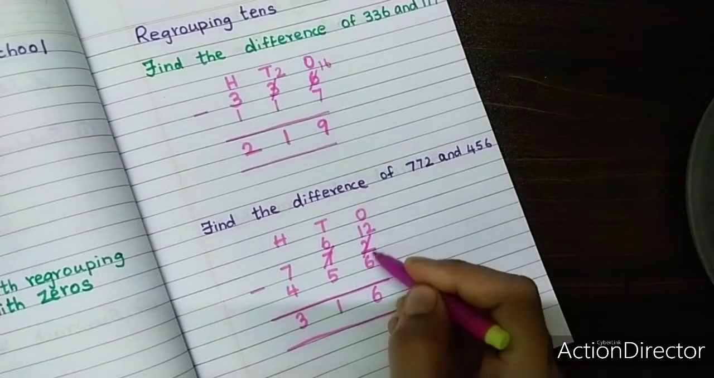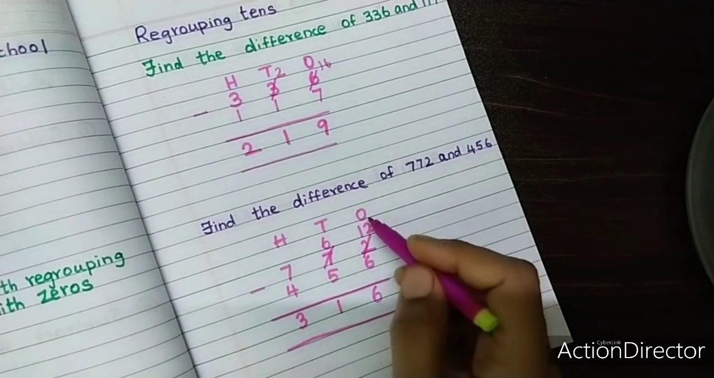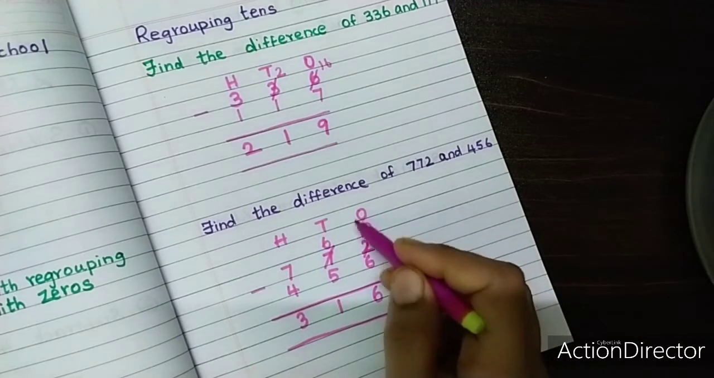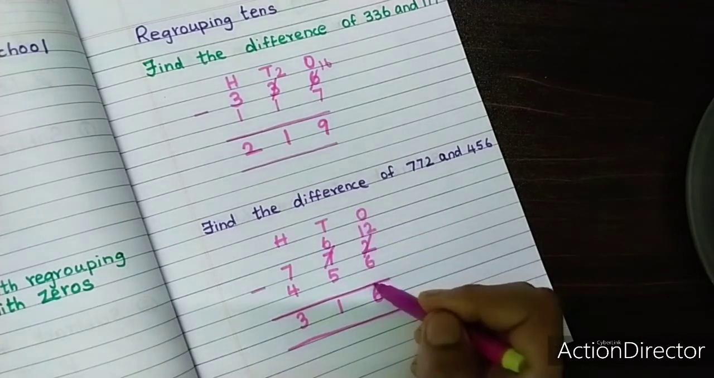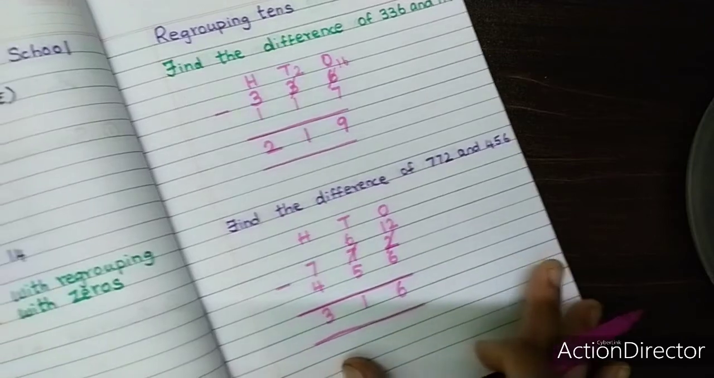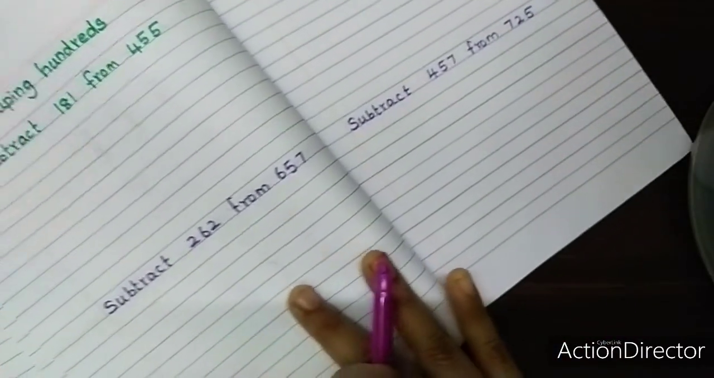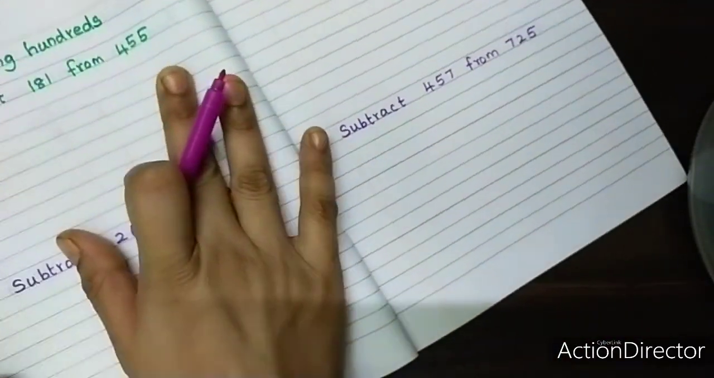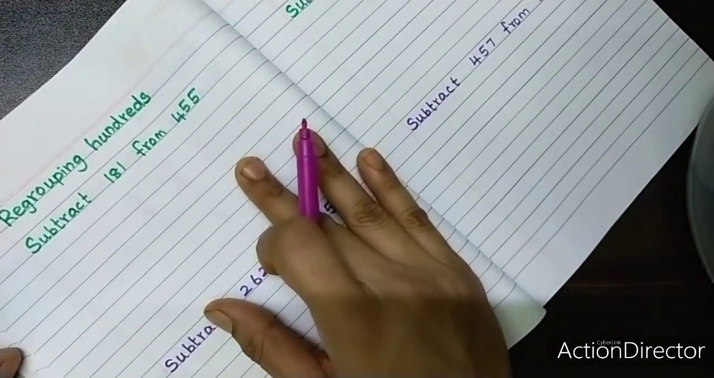We are regrouping only in the ones place. Only the ones place we are going to regroup. Okay. Now regrouping hundreds.